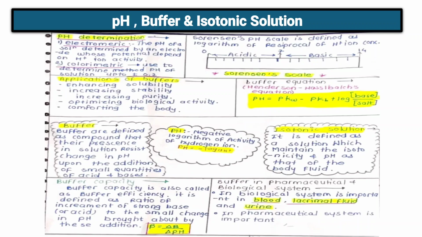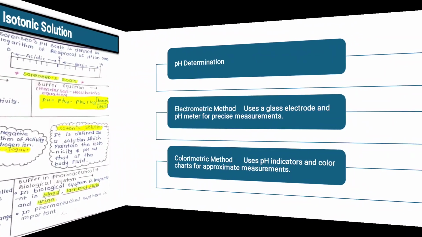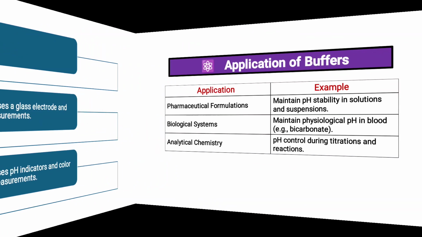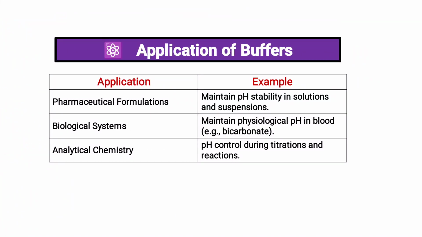pH determination methods: two methods, electrometric method and colorimetric method. The electrometric method uses glass electrodes and a pH meter for precise measurement. The colorimetric method uses pH indicator and color chart for approximate measurement. Applications of buffer: pharmaceutical formulations maintain pH stability in solution and suspension. Biological systems maintain physiological pH in blood, for example bicarbonate. And analytical chemistry, pH control during titrations and reactions.